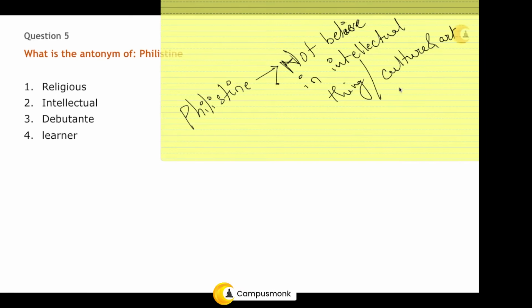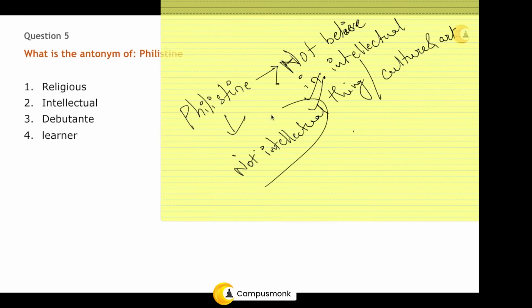They have their own ideology. Those people are known as Philistine. People having their own ideology. Someone who does not believe in any kind of religion or intellectual thing or culture or art. They believe in their own ideology, okay? Someone who's not so much fond of intellectual things, okay? So, Philistine is someone who's not intellectual. So, what is the opposite of not being an intellectual? Someone who's intellectual, that person is the opposite of not intellectual, right?